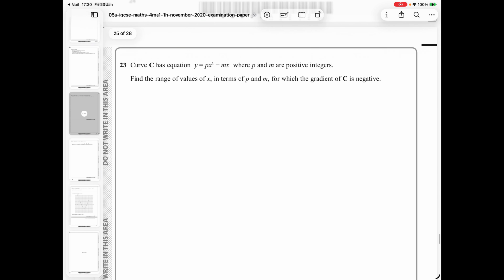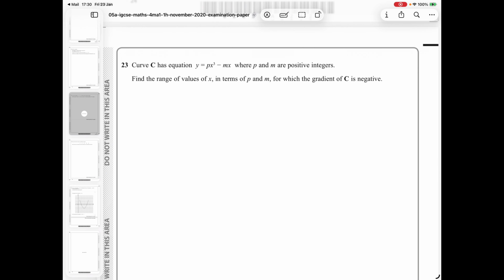So this says a curve C has the equation y equals px cubed minus mx, where p and m are positive integers. Find the range of values of x in terms of p and m for which the gradient of C is negative. So we're going to start off, because to find the gradient, we're going to do dy by dx. And this will tell us that 3px squared minus m is the gradient.